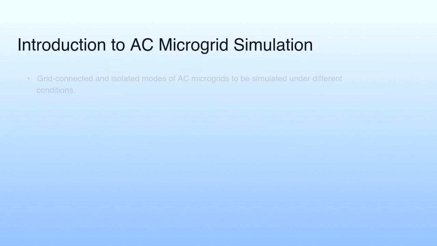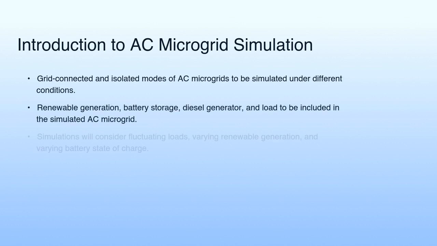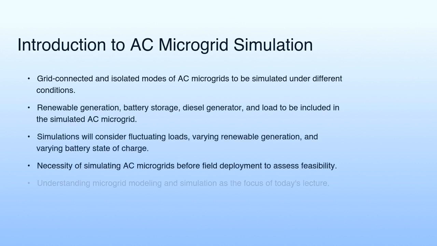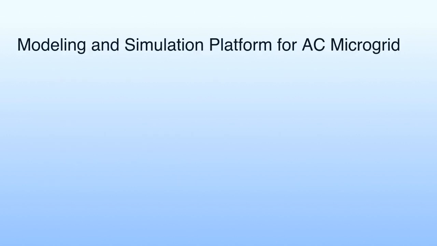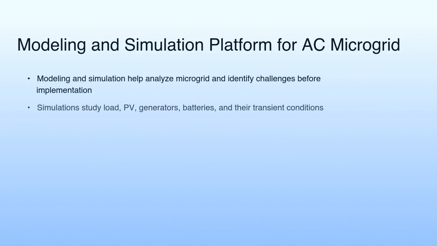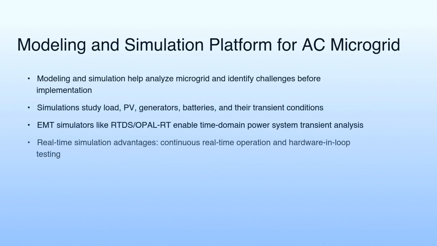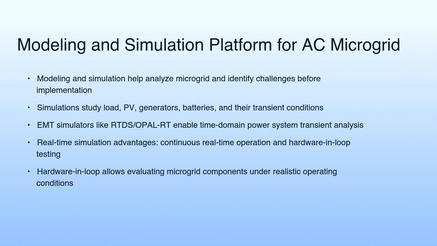In this presentation, we explore the simulation of AC microgrids, covering both grid-connected and isolated modes under varying conditions of renewable generation, battery storage, diesel generators, and fluctuating loads. Modeling and simulation platforms like RTDS or OPAL-RT enable time domain transient analysis, allowing us to study the behavior of loads, PV systems, generators, batteries, and their interactions before real-world implementation.